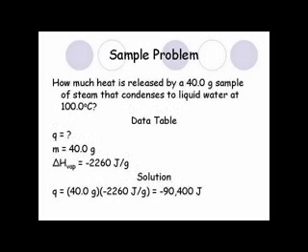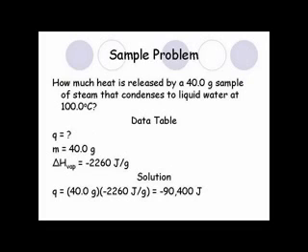Let's take a look at a situation where we have steam at 100 degrees Celsius and it's going to condense to liquid water at that same temperature. Again, it's important that that temperature be specified, because if the steam doesn't start at 100 degrees Celsius but is at a higher temperature, then we need to account for the heat that needs to be removed to bring that steam down in temperature until it reaches the condensation temperature.